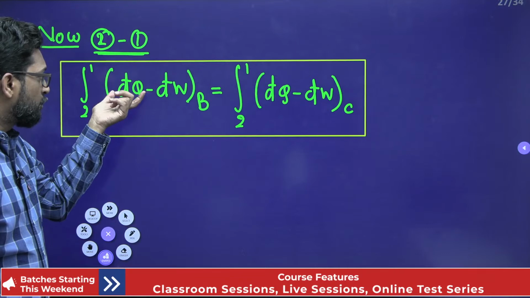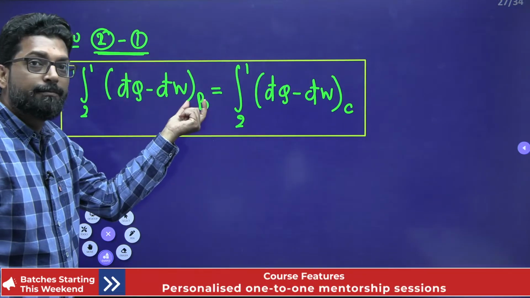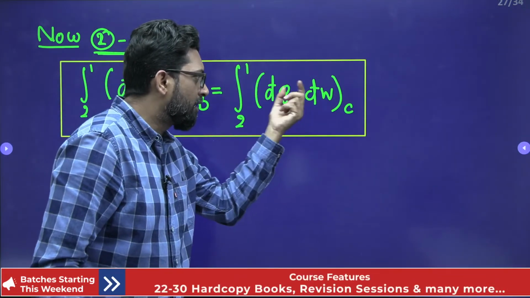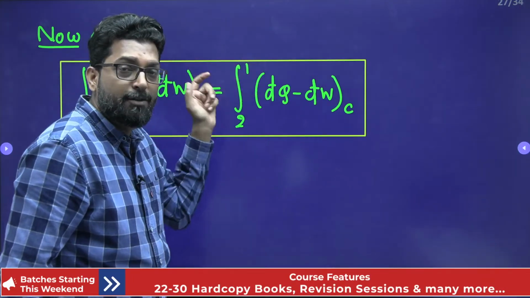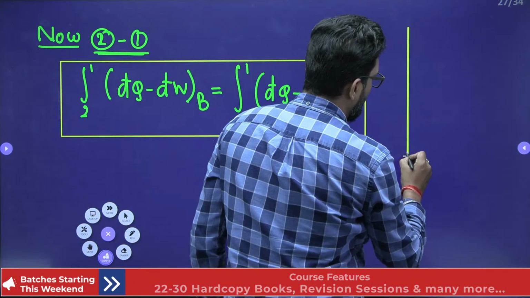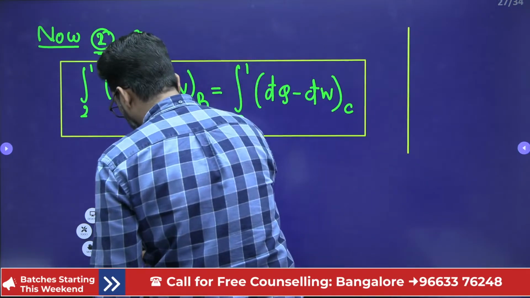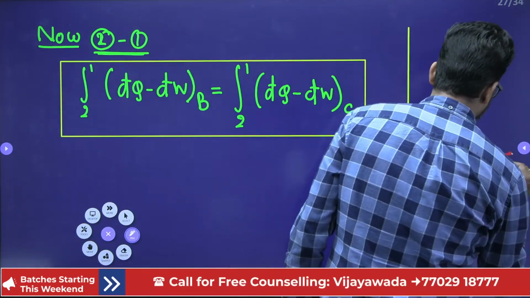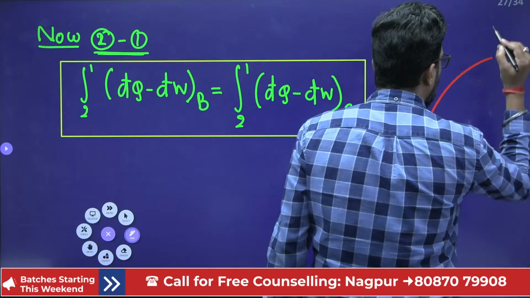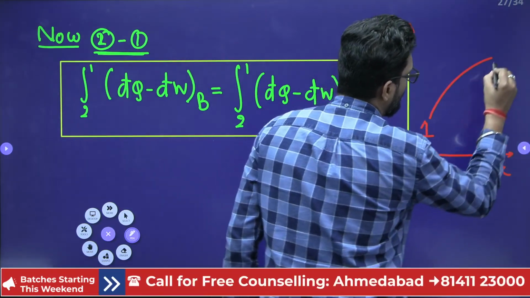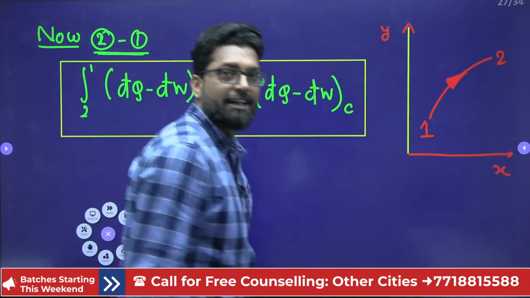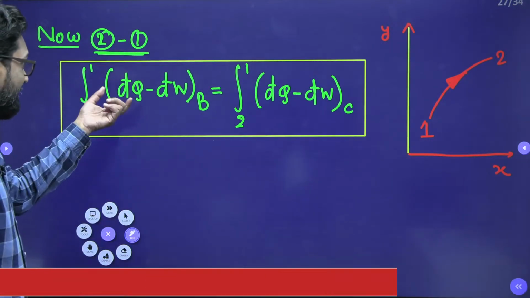This is your heat transfer minus work transfer via path B of a process 2 to 1. This is your heat transfer minus work transfer via path C of the same process. That means if you take any process 1 to 2, this is your y and this is your x. Let's suppose this is 1 and this is 2.